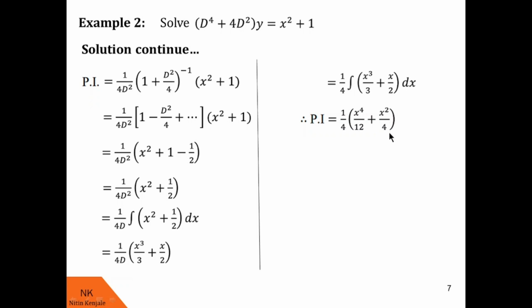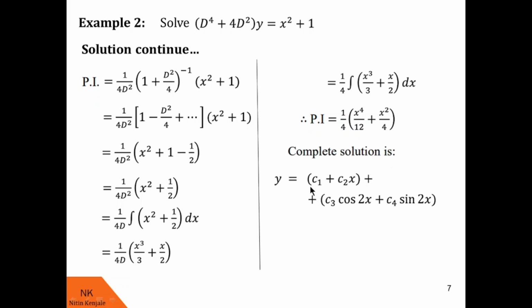Now we write the complete solution by simply adding the complementary function and this particular integral. So the complete solution here is c1 plus c2x plus c3 cos 2x plus c4 sin 2x plus 1 by 4 times x raised to 4 by 12 plus x square by 4.